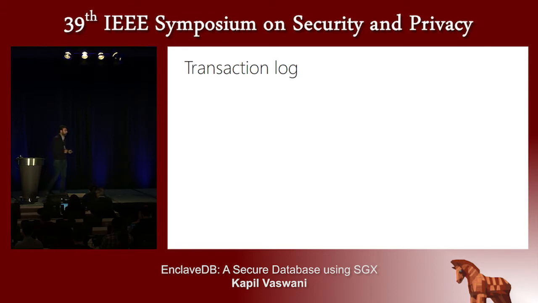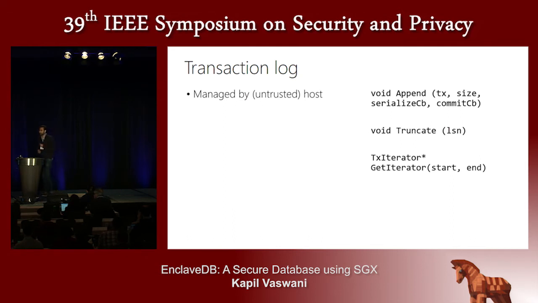A core part of this protocol is the log, because the logging component in EnclaveDB is completely untrusted. So the logging is completely managed by the host. The host exposes, again, a simple API for logging. The enclave can call the host to append a transaction to the log, and the append API is completely asynchronous. So the enclave will pass to the host a transaction handle along with the expected size of the log record. And when the host allocates size in the log, it calls back into the enclave, and in the callback passes a pointer into the buffer where the enclave can write the transaction log.